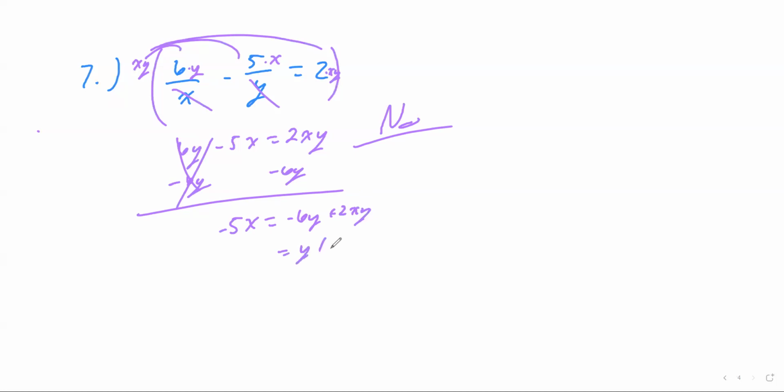I'll factor out that y now, so I get the negative 6 plus 2x. But the moment I do this, that is where it fails. So if you can realize it here, great; if not, you can go all the way and you'll still get no. All right, let's do another one.